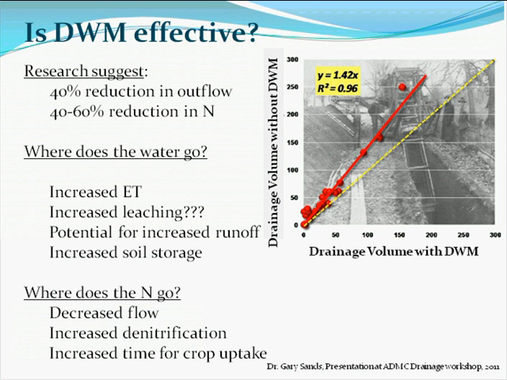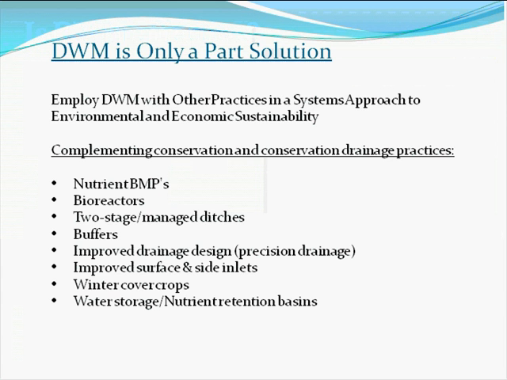There has been almost a one-to-one relationship between the reduction in outflow and decreased nitrogen loading. There's an increased denitrification because of the anaerobic conditions created for longer periods of time during the year. And certainly there is increased time for crop uptake of nutrients that can also contribute to some of the reductions. Drainage water management is only a part solution.